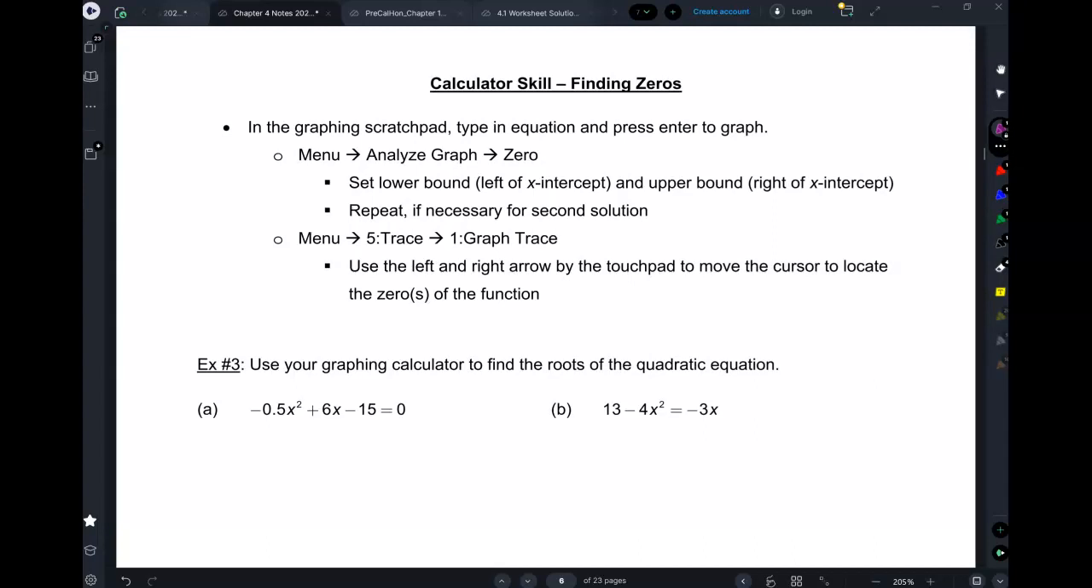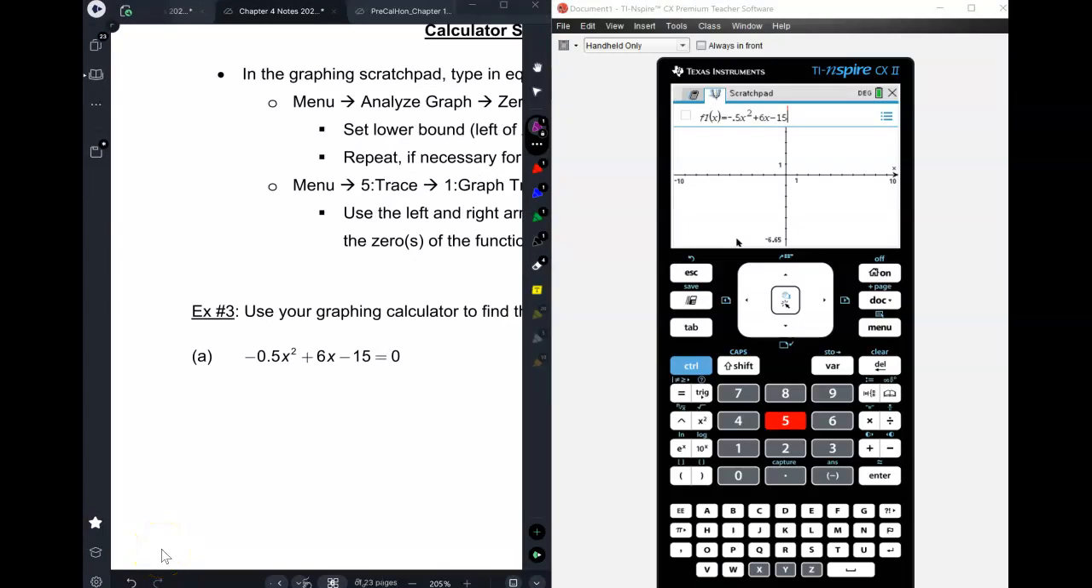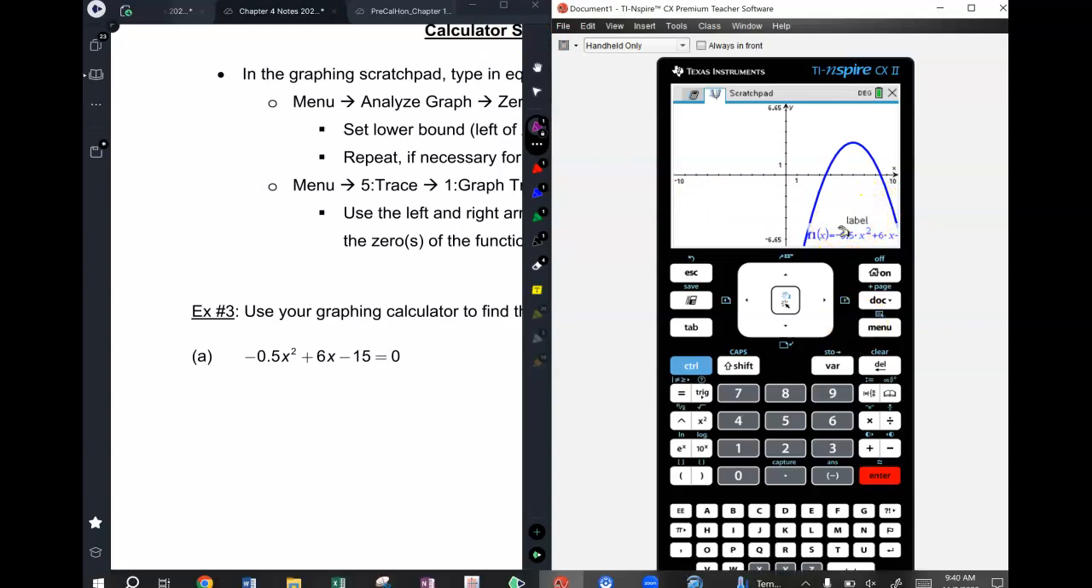Okay, so we're graphing this first equation. I put it in my F1, I press enter, and that's what I get. Okay? Now I want to find the zeros. So take a look. There are 2 distinct separate points that I have to find, one on the left, one on the right. So I have to do this operation twice.